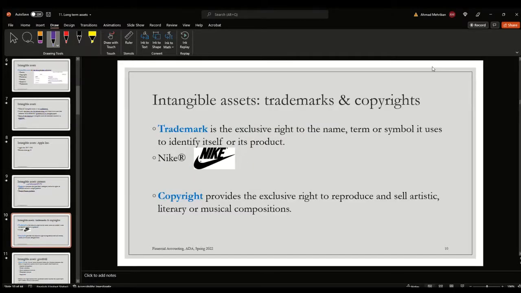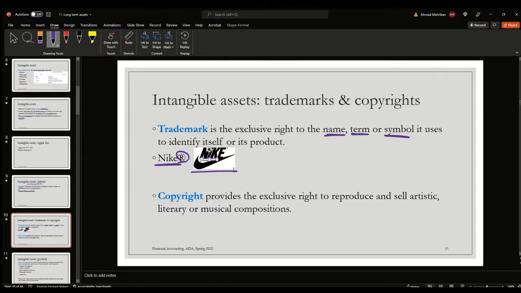Trademark is another type of intellectual property. It's an exclusive right to the name, the term, or the symbol that it uses to identify itself or its product. So for example, Nike has its name as a trademark, and you can see there is this R, which means that it has been officially registered. There is a legal claim to it, and this is what it looks like as a logo of the company. It's also a trademark, so it's basically both the title, meaning that on the trademark, on the logo, you can see the name and the specific symbol that identifies us as the trademark of Nike company.